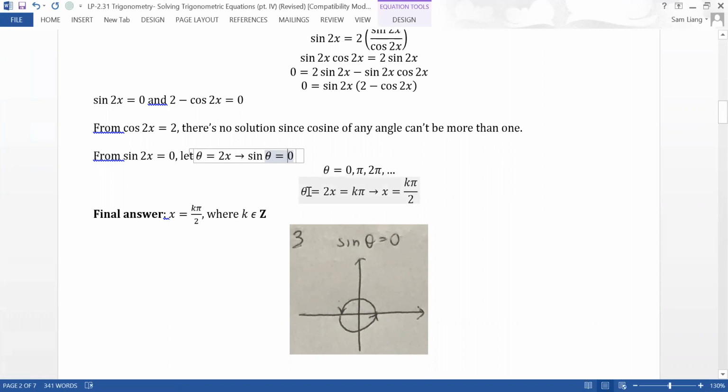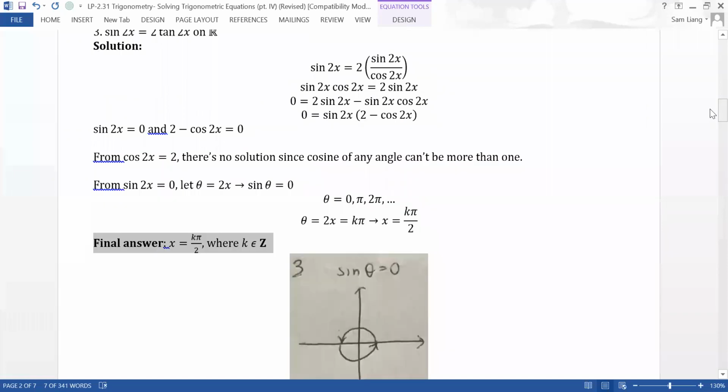So from there, you can substitute back 2x for theta. You get 2x equals k pi. So x equals k pi divided by 2. Okay. So here's your final answer. X equals k pi divided by 2, where k is an element of Z. All right, but yeah, while you finish copying that, let me just close with announcements.